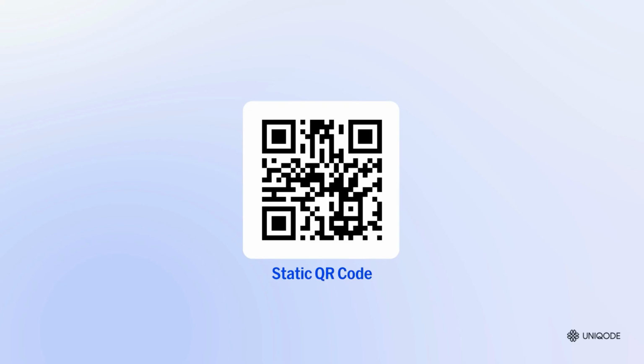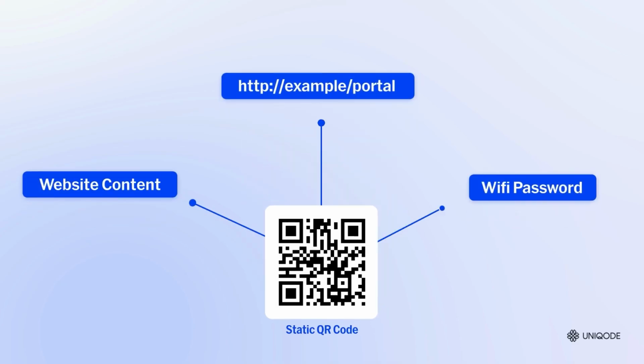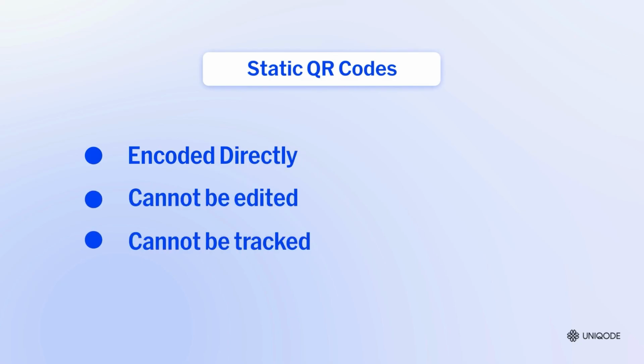A static QR code encodes your destination, the URL, the text, the Wi-Fi password, directly into the pattern. Once it's generated, that data is baked in, permanently. There's no dashboard, no edit button, no oops, let me fix that. If the link is wrong or it changes, the QR code doesn't update with it. You generate a brand new code. Static codes also can't be tracked. No scan counts, no location data, no device breakdown, because there's no server sitting in the middle logging any of that. That's not automatically bad.